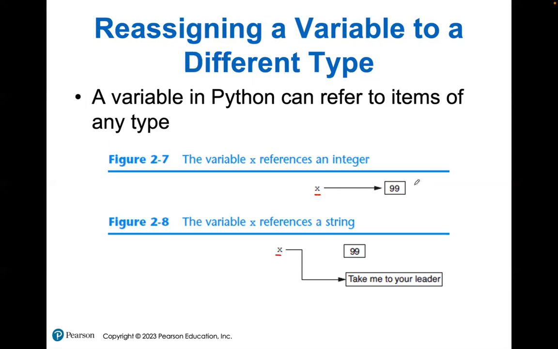We can do that even though these two are different data types. This is an integer and this is a string. But thank you, Python, we can do this. In the next class that you're going to be in, Java does not let you do this. Java will not let you do this. So make use of it while you can.